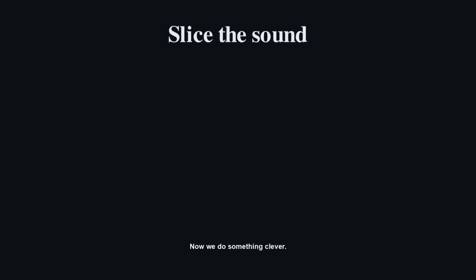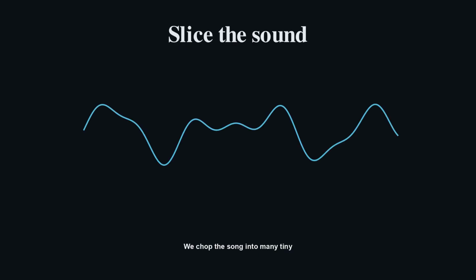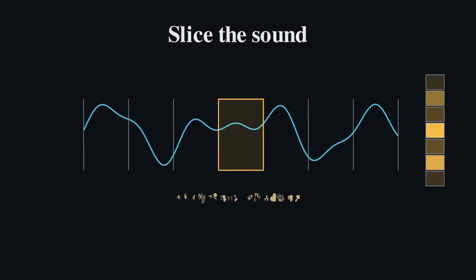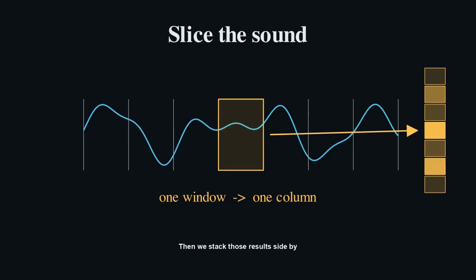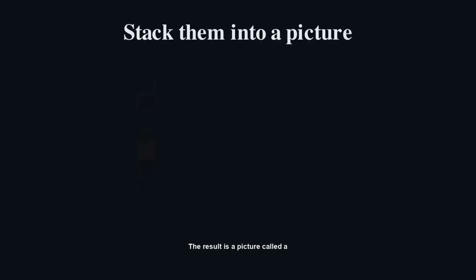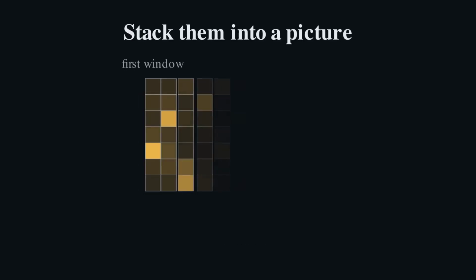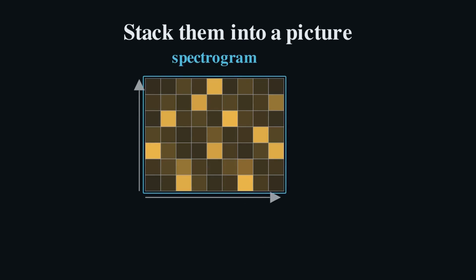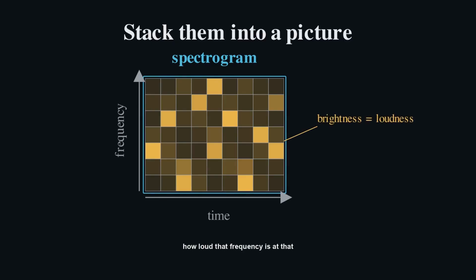Now we do something clever. We chop the song into many tiny time windows. For each little window, we run the Fourier transform and get its frequencies. Then we stack those results side by side, left to right, in time order. The result is a picture called a spectrogram. Time runs along the bottom, frequency runs up the side, and the brightness of each point shows how loud that frequency is at that moment. We have turned sound into an image.